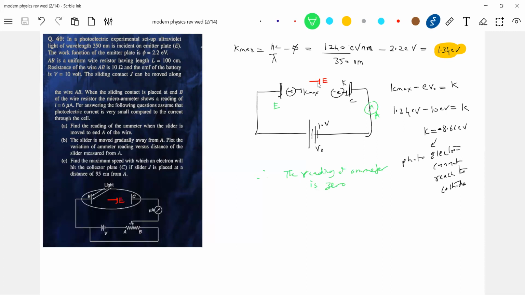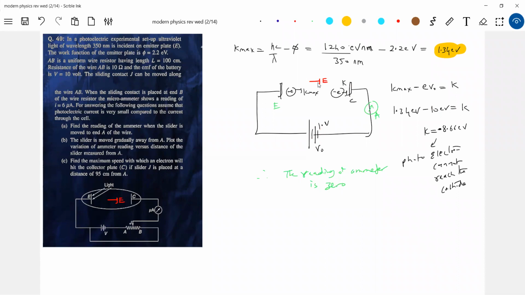When will the electron reach? The first thing is when the electron is capable of reaching it here. Even if it just reaches, I think that is when the potential difference is 1.3 volt. The drop across this is 1.3 volt. The 10 volt, this will be 10 volt.